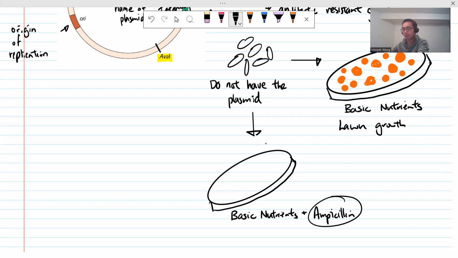Come on, you can do it. Tell me, will they die or not die? Will they die in the presence of ampicillin, the antibiotic? All right. If you don't want to talk, that's okay.